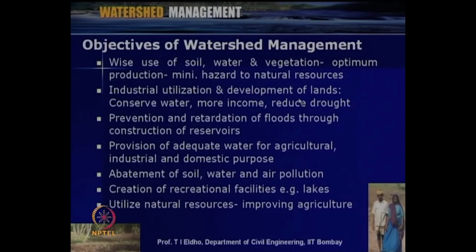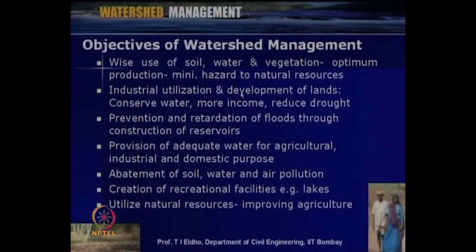So, as we can see, some of the problems concerning a watershed are the recurrence of droughts, and during the rainy season, the recurrence of floods. So, when we look into watershed management within a holistic approach, if we are looking at industrial utilization, we have to develop the land in such a way that we will be getting more income, and then within the watershed we have to conserve the water and reduce floods and droughts. And then the third objective can be the prevention and retardation of floods through construction of reservoirs.